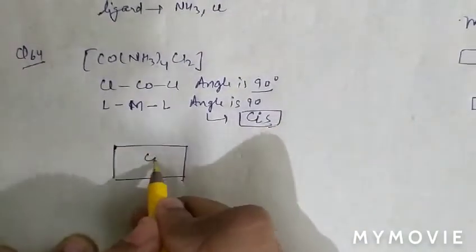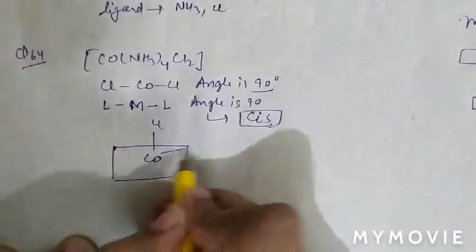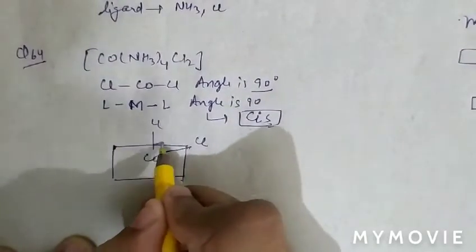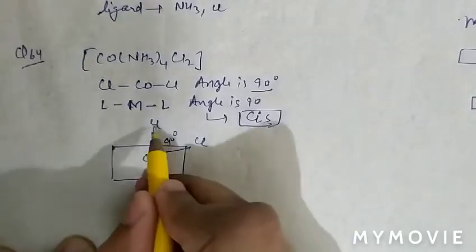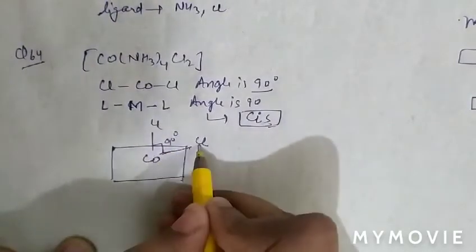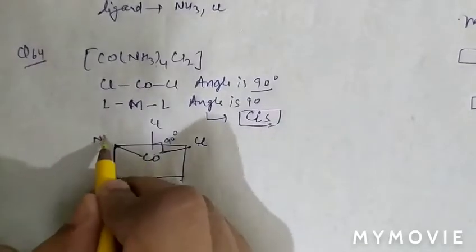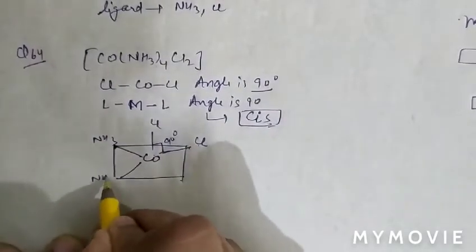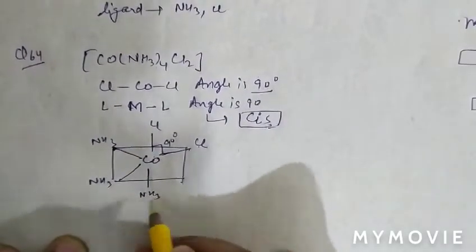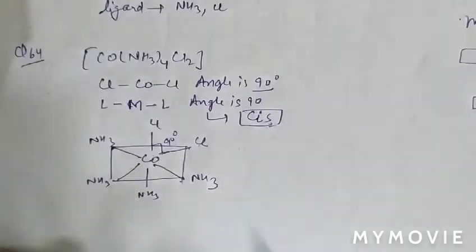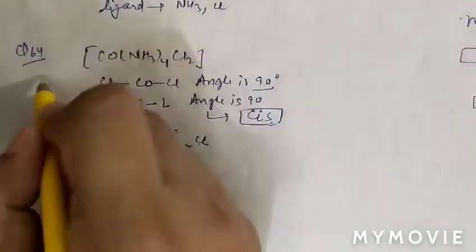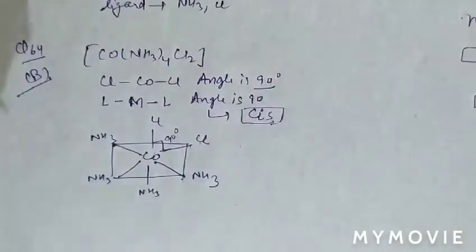As we know, Co, Cl and Cl. As we can see, this angle here is 90 degrees. So this is ligand Cl, Co and Cl. The angle is 90 degrees, and also this is the cis configuration. While on the rest of the positions, NH3 ligands will be present. So for question number 64, option B is correct. See question number 65.